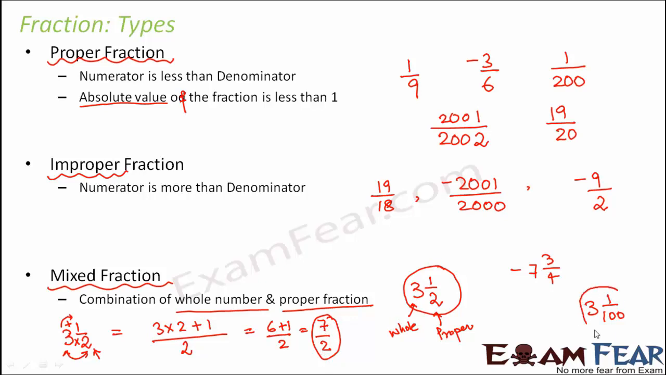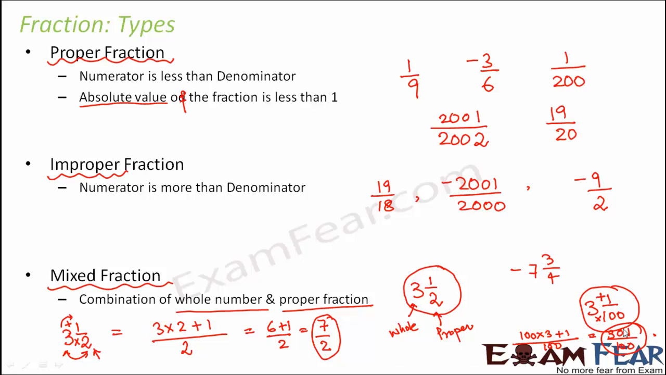Now can you tell me how you can write 3 1 by 100? So here also you will multiply these two and then add this. So basically this would be 100 into 3 plus 1, divided by 100. So this would be 301 by 100. So this is again an improper fraction.